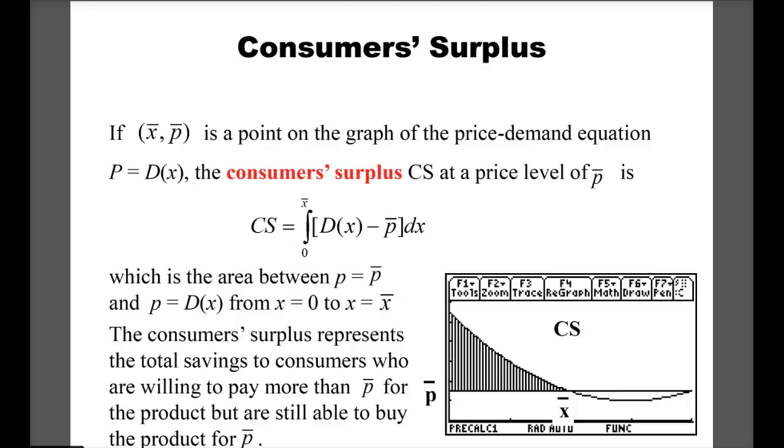And so as we can see here, we have our demand function, which is going to be this function here. And of course, our price level that we're talking about, p bar, is here. And again, we're talking about this area that is inside there. And what that area actually represents is the total savings to consumers who are willing to pay more than this p bar price here for a product, but are still able to buy the product for p bar.